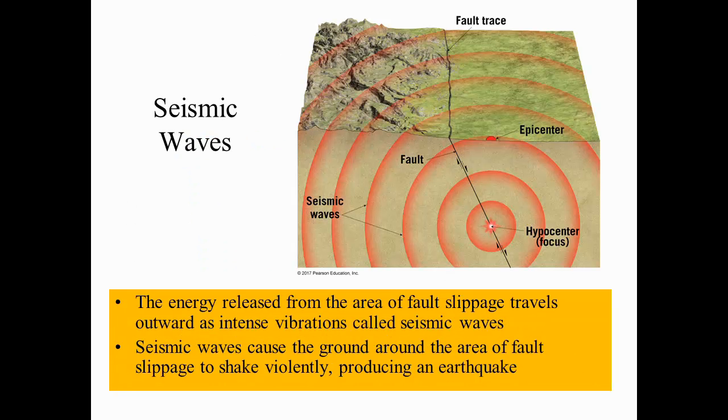Now, we saw before that the energy released from the area of fault slippage travels outward as intense vibrations called seismic waves. And it's the seismic waves that cause the ground around the area of slippage to shake violently, producing what's known as an earthquake.